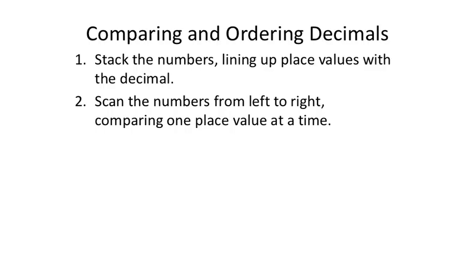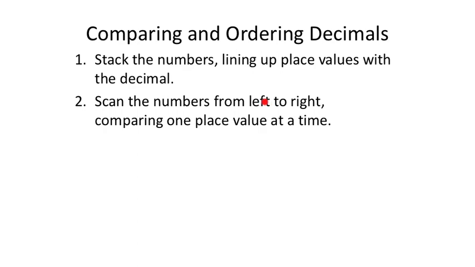Okay, the next part, comparing and ordering decimals. Just like we did back in, I think it was Unit 1, we're going to stack the numbers according to place values. We're specifically going to line up the decimals to help us with the place values. Then, after having all the numbers in a stack, we're going to scan the numbers from left to right, comparing one place value at a time, seeing which ones are equal or not equal, and noticing which ones are bigger by specific place values.